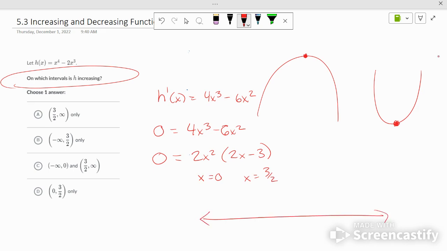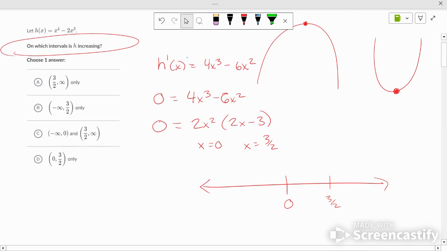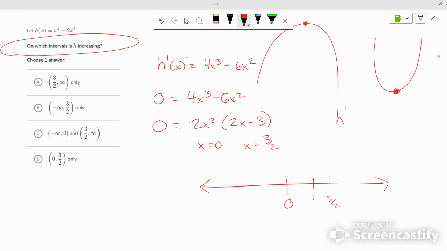I draw a number line. Those are our two critical numbers, right? Solve: set 2x minus 3 equals 0. Move the 3 over, divide by 2. Okay? So what numbers are in between 0 and 3/2? 1 is in there. So if I put a 1 into the first derivative, I get 4 minus 6. The first derivative at 1 is 4 minus 6, which is a negative 2. What is happening to that graph between 0 and 3/2? It's decreasing. It's going down like this.